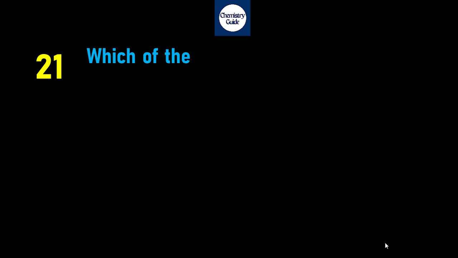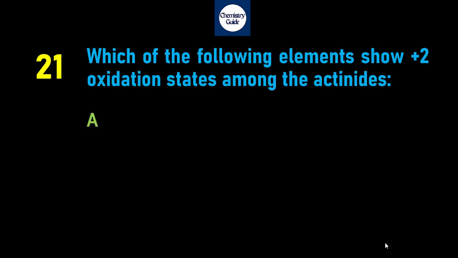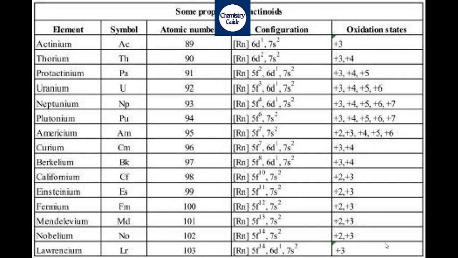So that's why they contain maximum oxidation states. MCQ number 21. Which of the following elements show +2 oxidation state among the actinides? Ac, Th, Am, U. So the right answer is Am. Only Am among these elements of actinides shows +2 oxidation state.